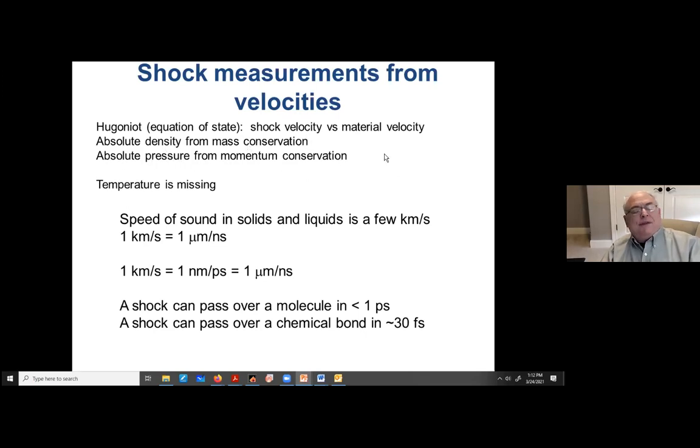So shockwave experiments are the primary pressure standard. If you ever wondered, if you ever use, let's say, ruby chips in your diamond anvil, and you want to know how they know how the ruby shifts with pressure, the answer is it's from shockwave measurements. Now, this classical model doesn't have temperature in it. So this Hugoniot is an incomplete equation of state. And one of the big things these days is to measure temperature and make more complete equations of state.